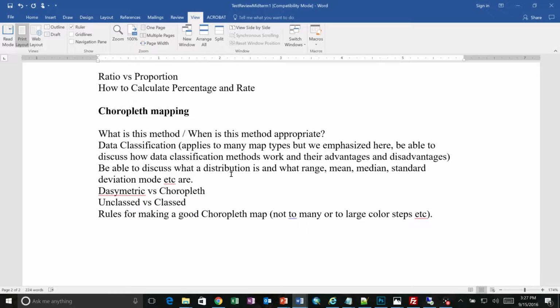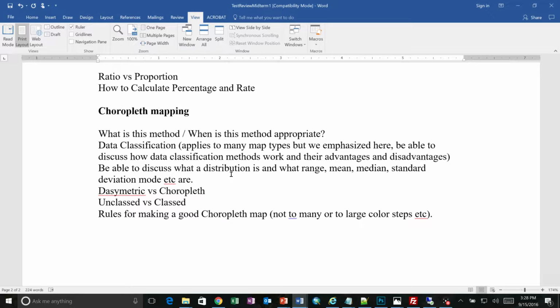Okay, when is the method appropriate? It's appropriate on derived data. That's a little vague, right? What I mean by that is that you should typically almost always use derived data, not totals. So you might have a question where you have to recognize that mapping totals is a problem in choropleth mapping.